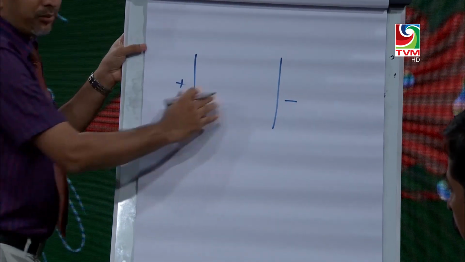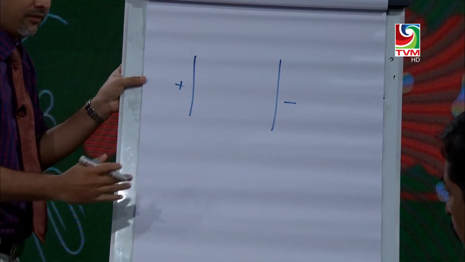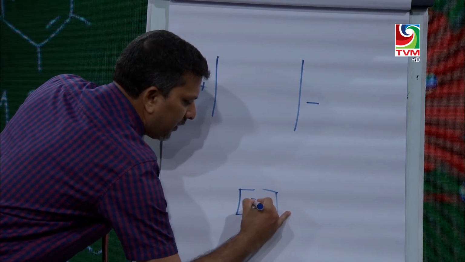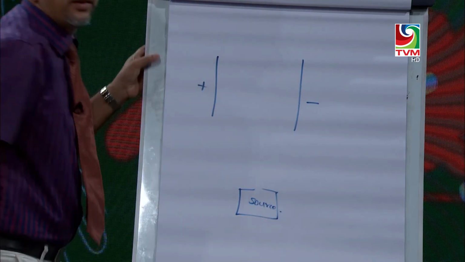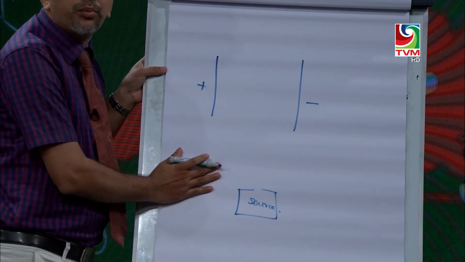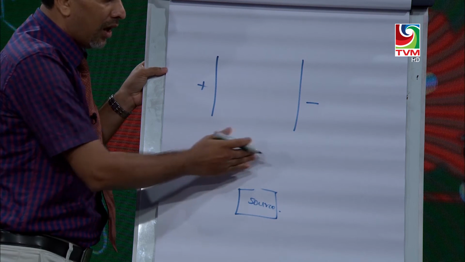So, electric field: a positively charged plate and a negatively charged plate. Then if a radioactive source is placed here, alpha, we know, is a positively charged particle. So alpha will go to which side?